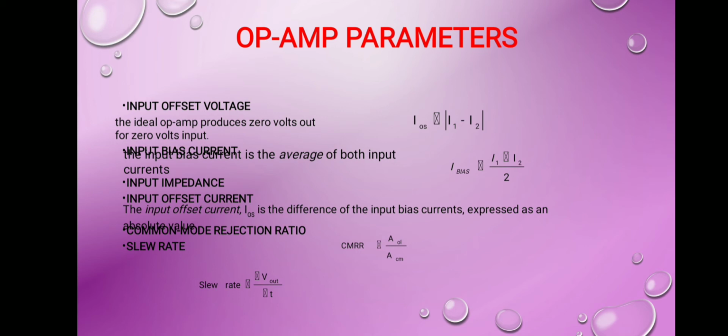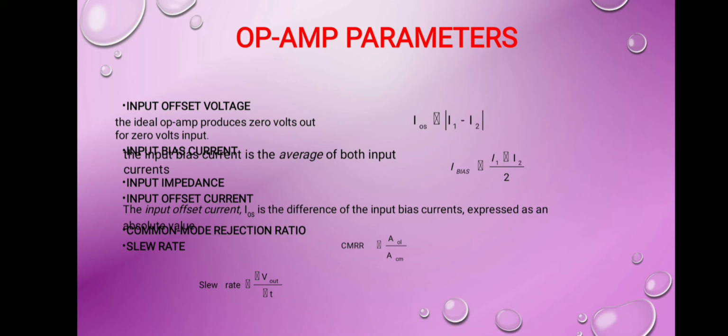Input bias current. The input bias current is the average of both the input currents, meaning the current flowing through the inverting and the non-inverting terminal, supposed to be I1 and I2 respectively. Average of the I1 and I2 current is the input bias current. It is very large. Input offset current. The input offset current is the difference of the input bias currents expressed as the absolute value.